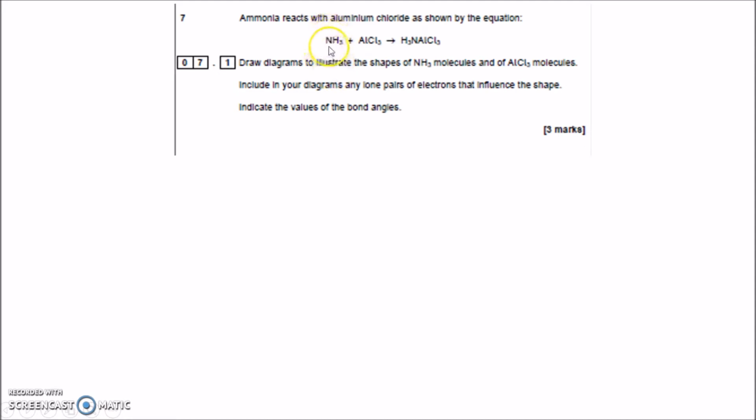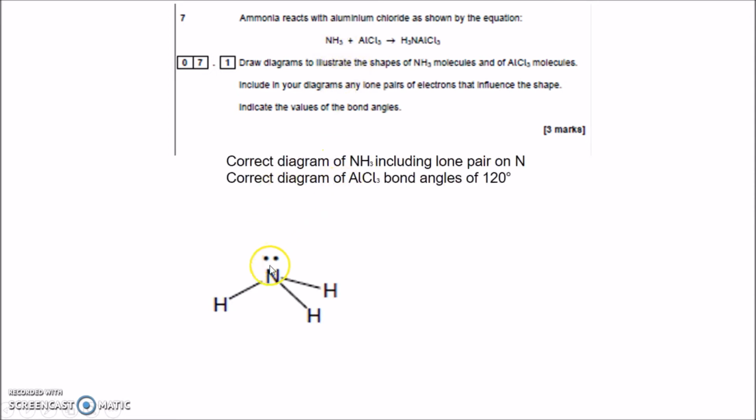Now, if there were 4 bonding pairs, it'd be tetrahedral. But one of them is now a lone pair. So we still draw the lone pair on, but we know we don't see it, so we only include these 3 when we describe the shape. So it's pyramidal, or trigonal pyramidal, because it's got a base of 3.